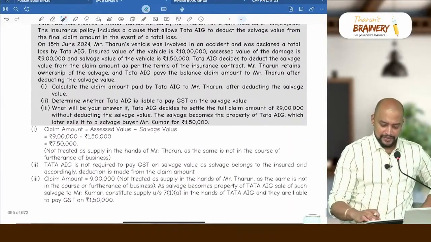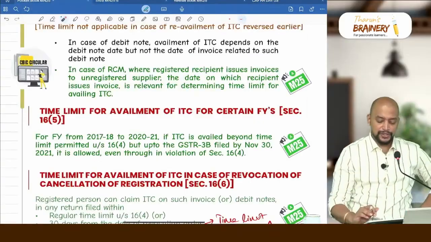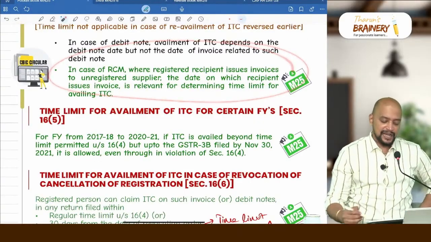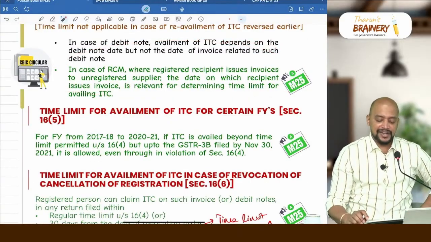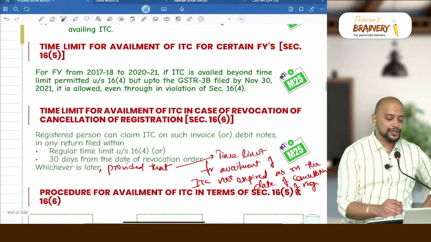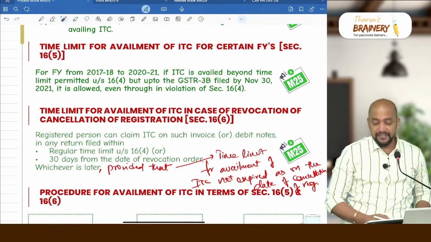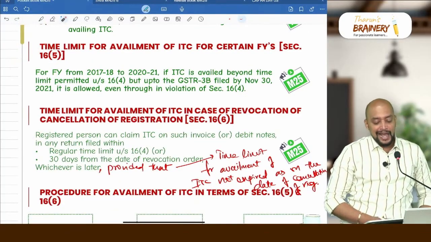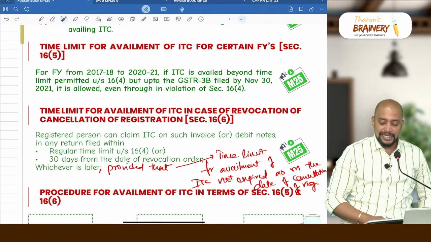So when we see the other questions, it will come there. I'll explain, no issue. So that is about this RCM case. Then the time limit for availment of ITC for certain financial years. These two sections were newly added by Finance Act 2024, and this will be applicable immediately itself.